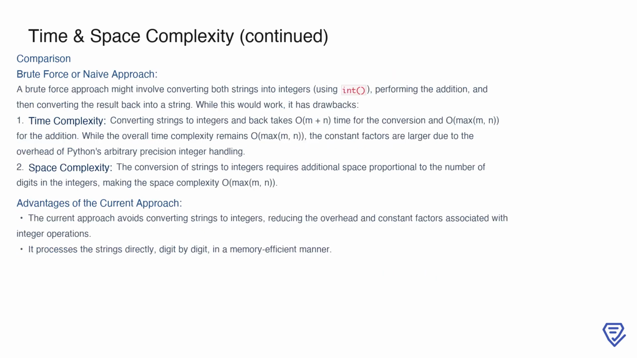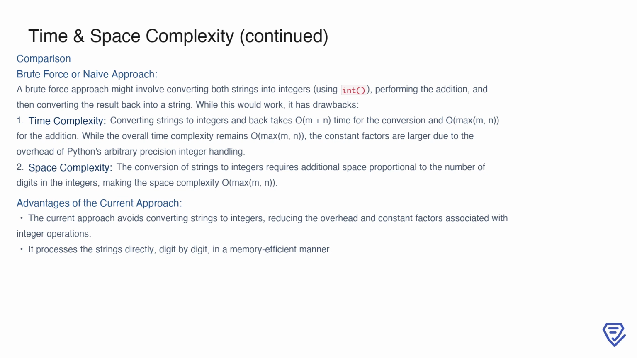Comparing this approach to a brute force or naive method highlights its efficiency. A brute force approach would involve converting both strings into integers, performing the addition, and converting the result back into a string. While it might still have an overall time complexity of O(max(m, n)), the constant factors are larger due to the overhead of handling Python's arbitrary precision integers. Additionally, the space complexity of such an approach would also be O(max(m, n)), due to the temporary space required for the integer representations of the strings.